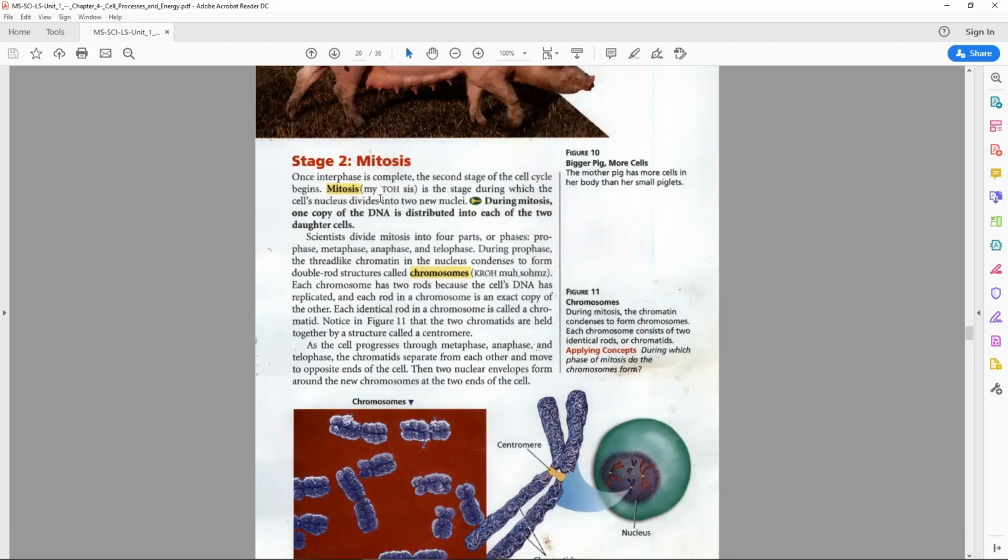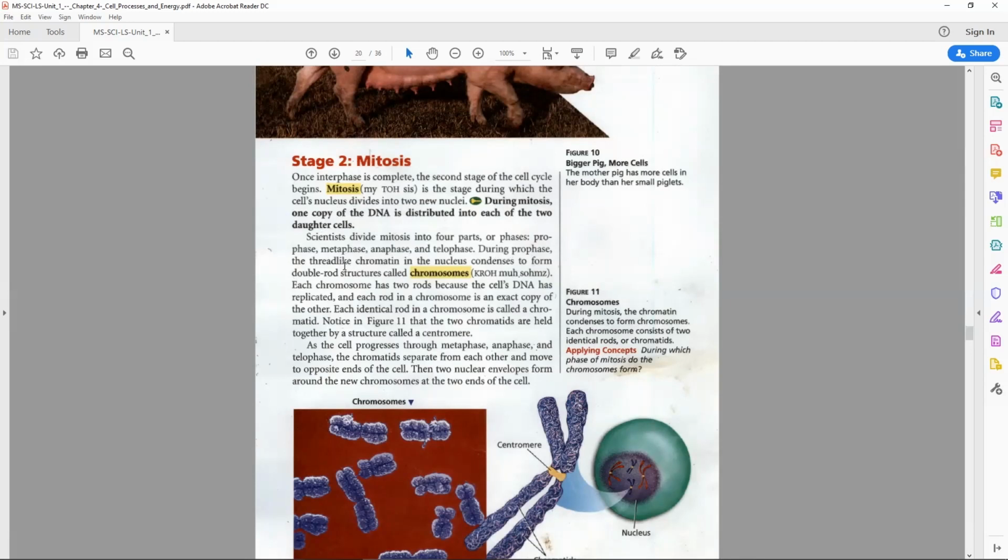Key idea here: during mitosis, one copy of DNA is distributed into each of the two daughter cells. So to repeat, during mitosis, one copy of the DNA is distributed into each of the two daughter cells. Scientists divide mitosis into four parts or phases: prophase, metaphase, anaphase, and telophase.